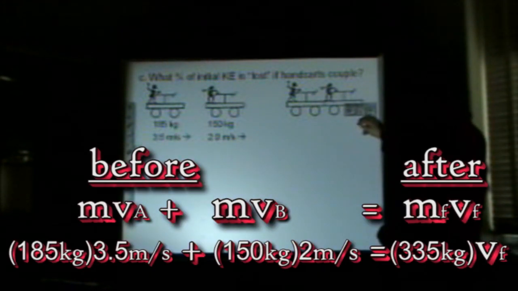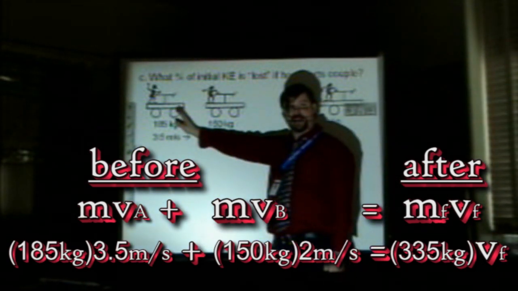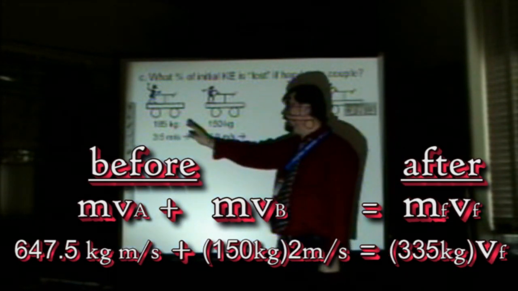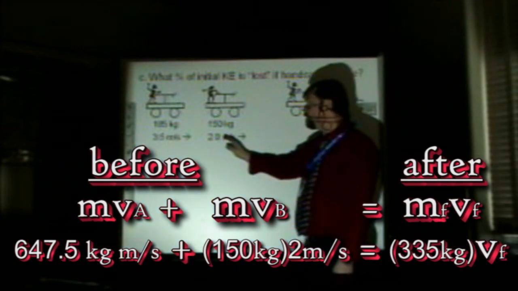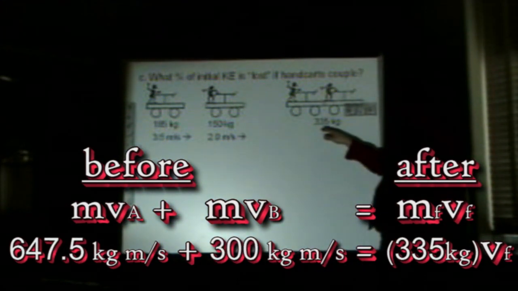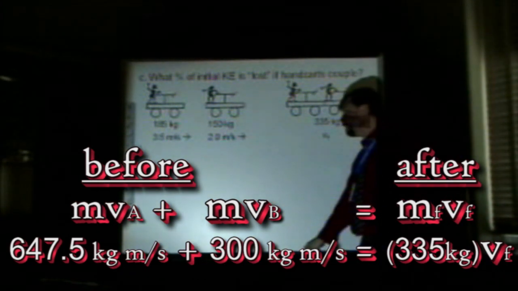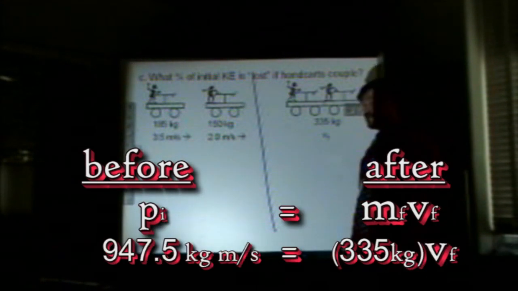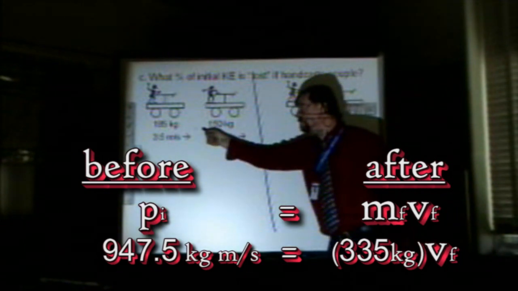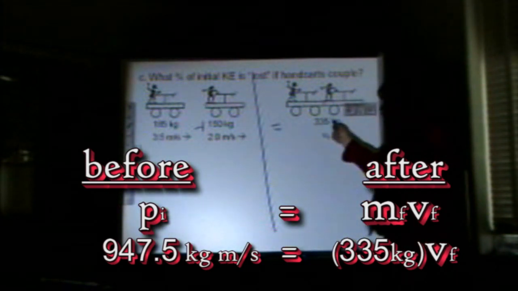All right, what percent of the initial K is lost if they couple together when they come in contact? So that's a perfectly inelastic collision. Here we have this guy with his momentum, mass times velocity before. This guy has his mass times velocity before. When they smash together, we know the mass of the two of them is 185 plus 150, which is 335. So all of this is initial, and all of this is after. This plus this equals this times that.